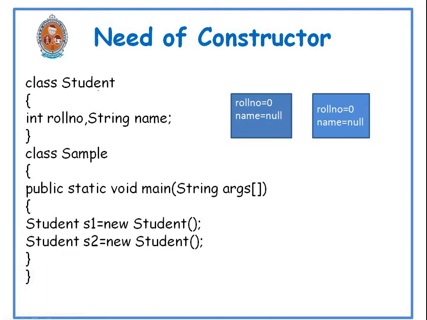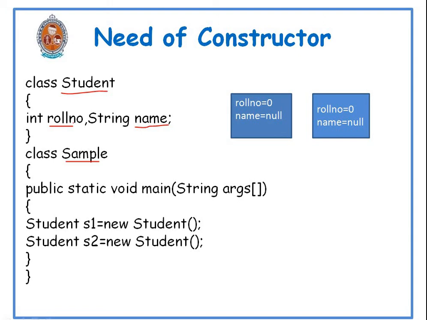In this example we have two classes, one is Student and another one is Sample, and inside the class Student we have declared two variables, roll number and name. These two variables are known as instance variables. What is an instance variable? The variable which is defined inside the class and outside the method, outside the constructor, or outside the block is known as an instance variable.